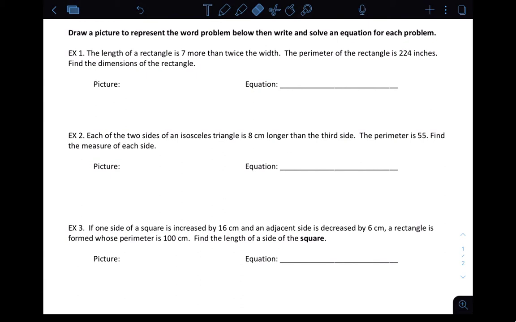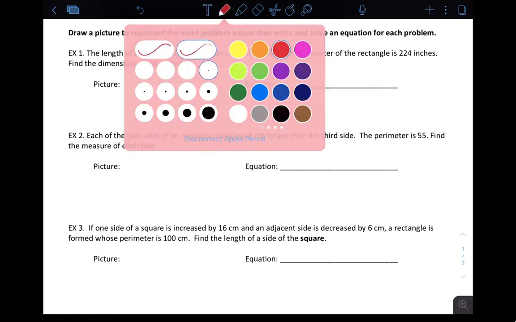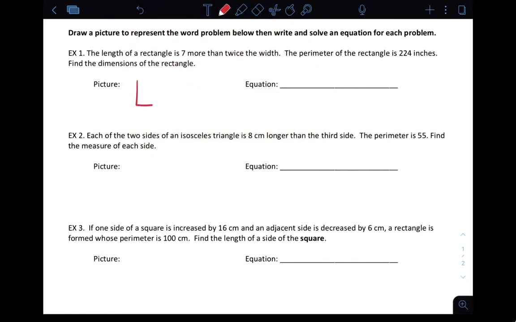The length of a rectangle is 7 more than twice the width. The perimeter of the rectangle is 224 inches. Find the dimensions of the rectangle. So first thing I want to do is I want to draw a picture of this shape, and I'm going to draw a rectangle. I'm going to label the top part the length and the side the width. The first sentence says, the length of the rectangle is 7 more than twice the width. That means I'm referring to this side right here, the length.